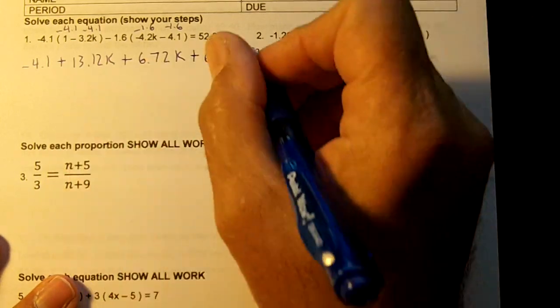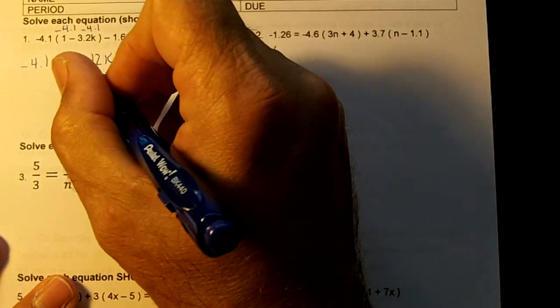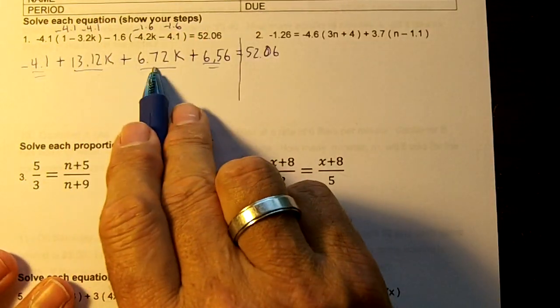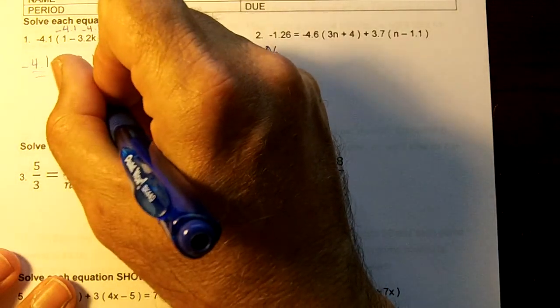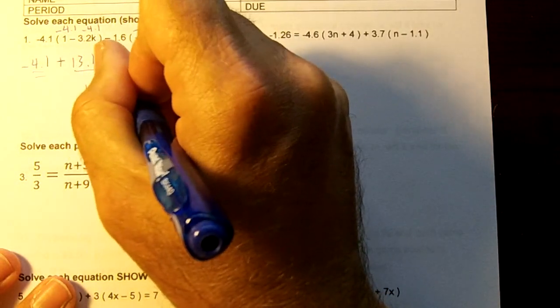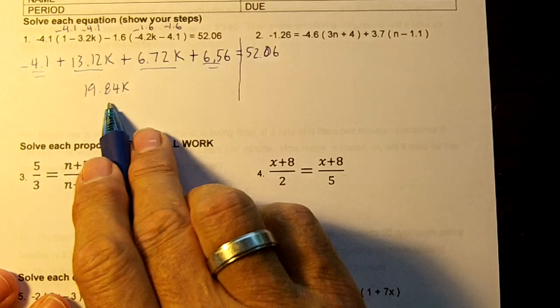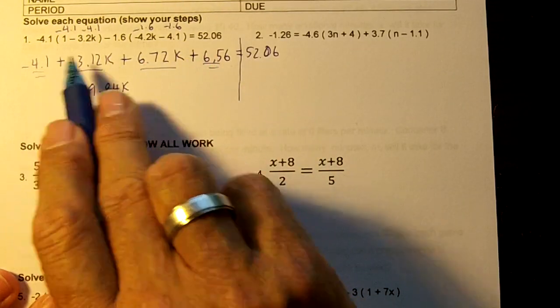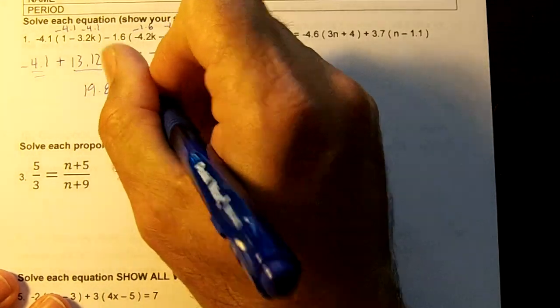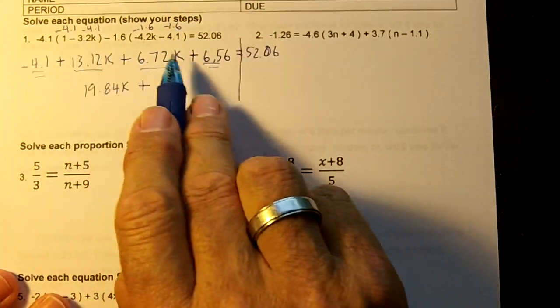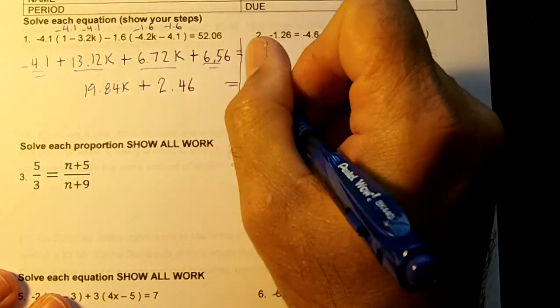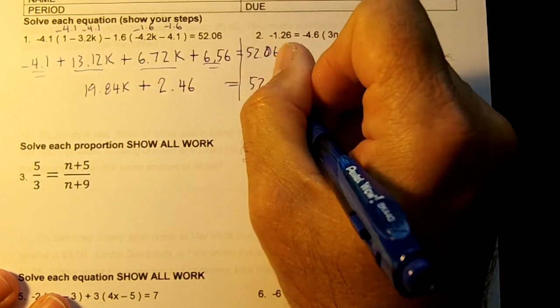Now then, I'm going to group my like terms. Here's my equal bar. So I need to group my K's, and I need to group my constants, don't I? So if I combine these two K's, I'll have a positive 19.84 K, 19 and 84 hundredths K. And then I'm going to group these together. I got more 6.56s than 4.1, so the sign's going to be positive. I'm going to subtract because the signs are different. And when you subtract, you get 2 and 46 hundredths. And that's going to equal 52 and 6 hundredths.